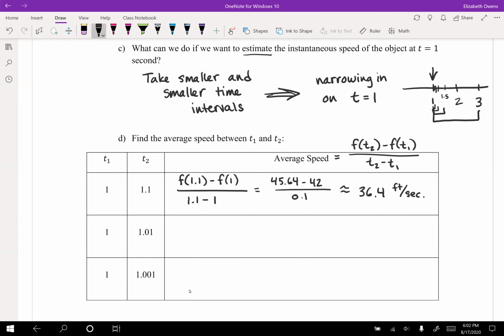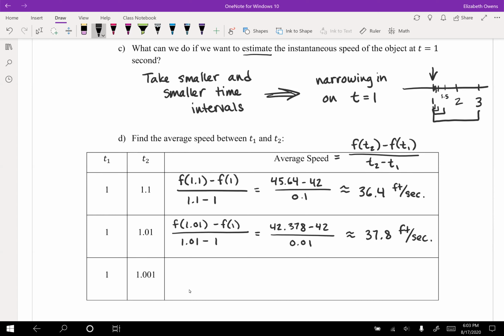Okay. Now the next two are going to proceed very, very similarly, so not a whole lot changing here with the process. Any errors you come across here are probably just something happening with your calculator entry. So if you don't get the same value, you might want to check how you typed things in. Here's our second time interval from 1 second to 1.01 seconds. Here you should get an average speed of about 37.8 feet per second.